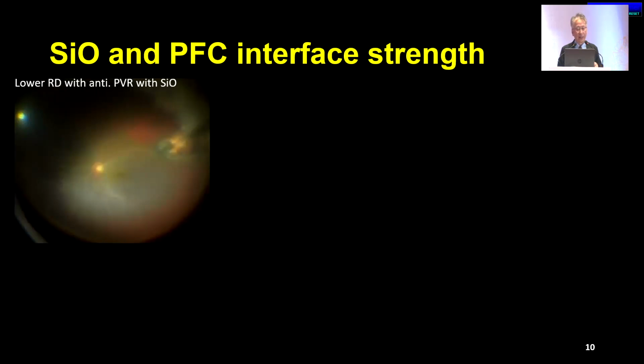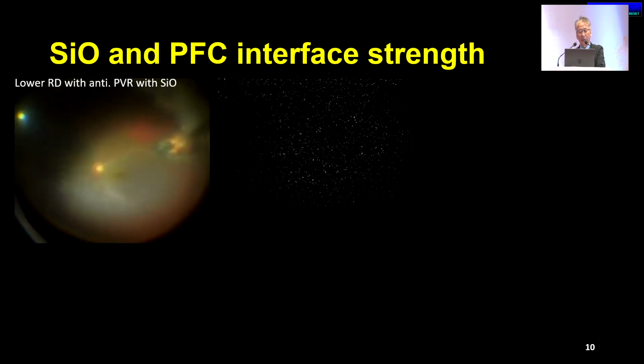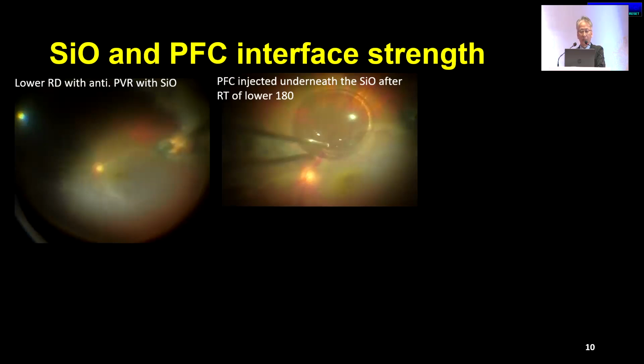The other thing is that this happened when I had this patient. The patient had a lower retinal detachment and anterior PVR with silicone oil. So this patient came to me, and I thought that maybe after the relaxing retinotomy, I could just inject the perfluorocarbon underneath the silicone oil to tamponade and flatten down the retina underneath. So I injected the perfluorocarbon underneath the silicone oil after the lower retinectomy.